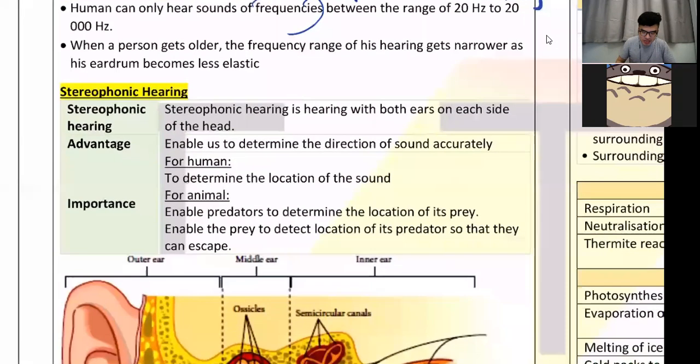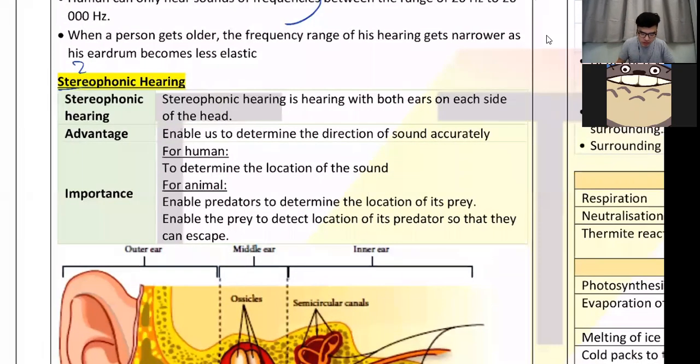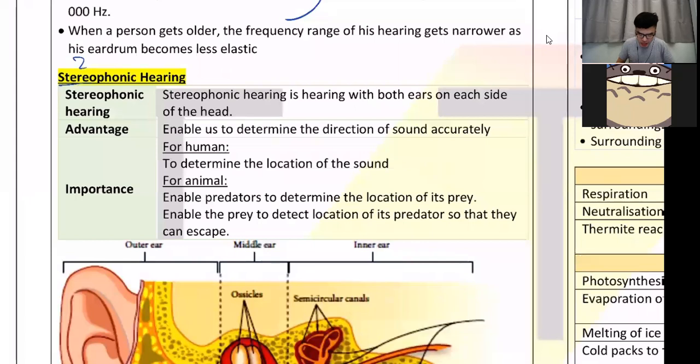All right. So what is stereophonic hearing? Stereophonic means both sides, 2 sides. You listen from both of your ears. So when you listen to music, sometimes the left side and right side are different sounds. That is stereophonic. Monophonic is when you listen to one side. You take off one earphone or you listen to one side. So that is monophonic. Mono is 1. Stereo is 2. So why do we use stereo? Because we can detect sound accurately. We know where the sound is coming from.